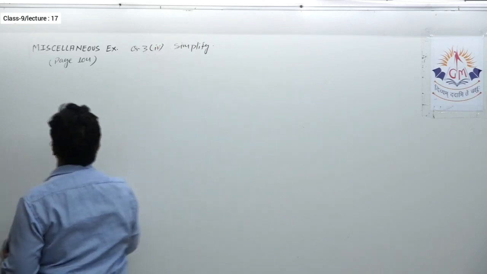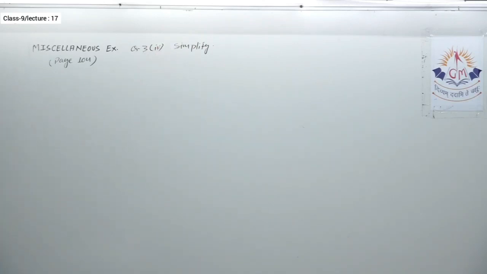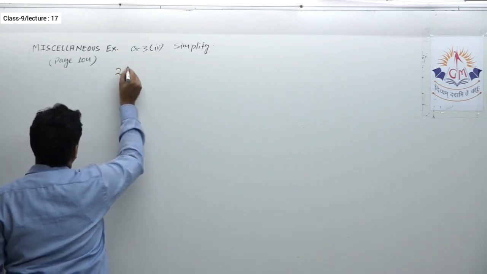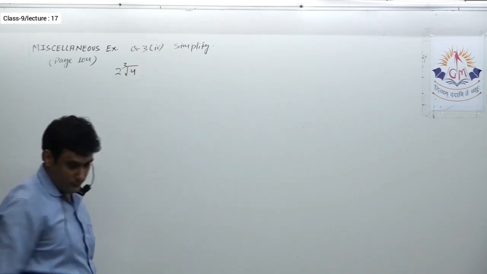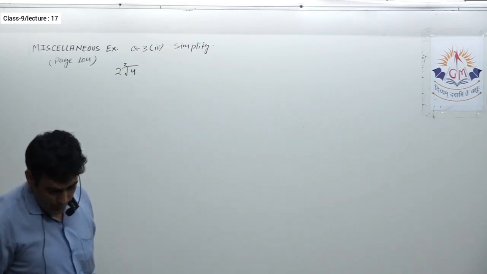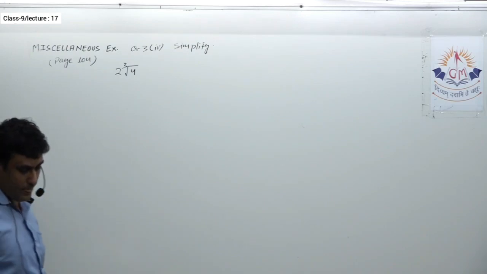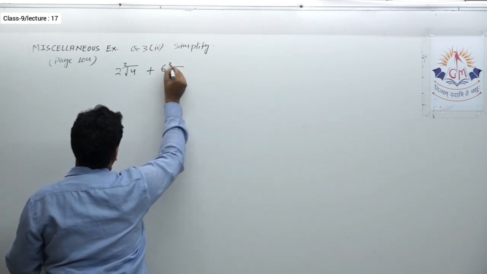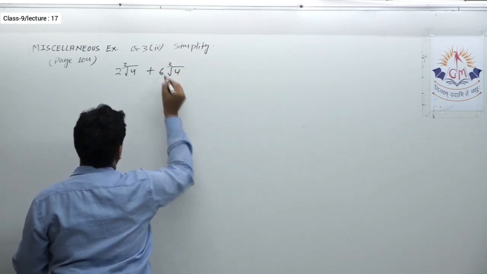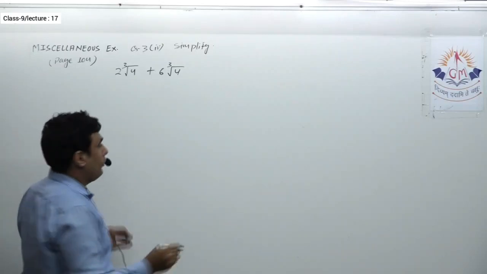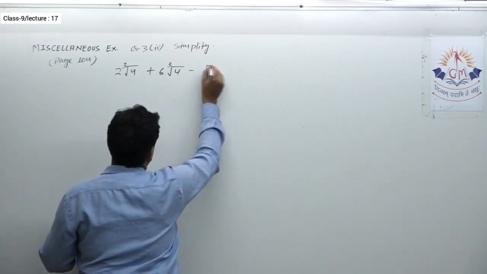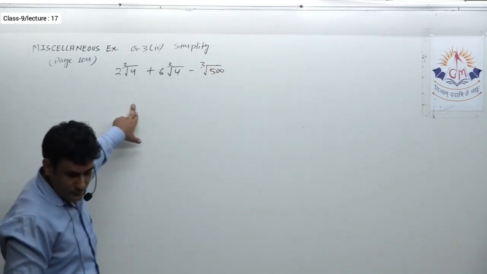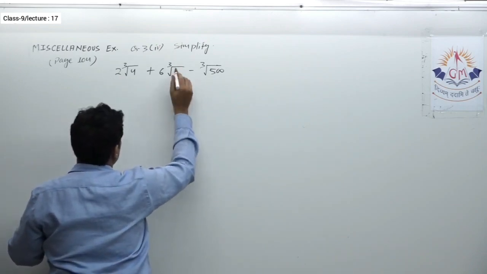From the same page number, same question, it's the fourth one. The question is 2 into cube root of 4 plus 6 into cube root of 4 minus cube root of 500. Okay, so here instead of 4 we have 32.